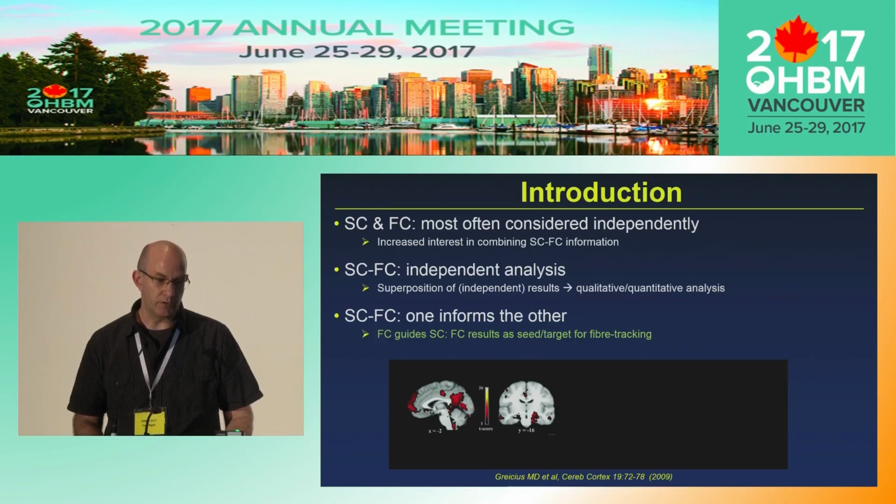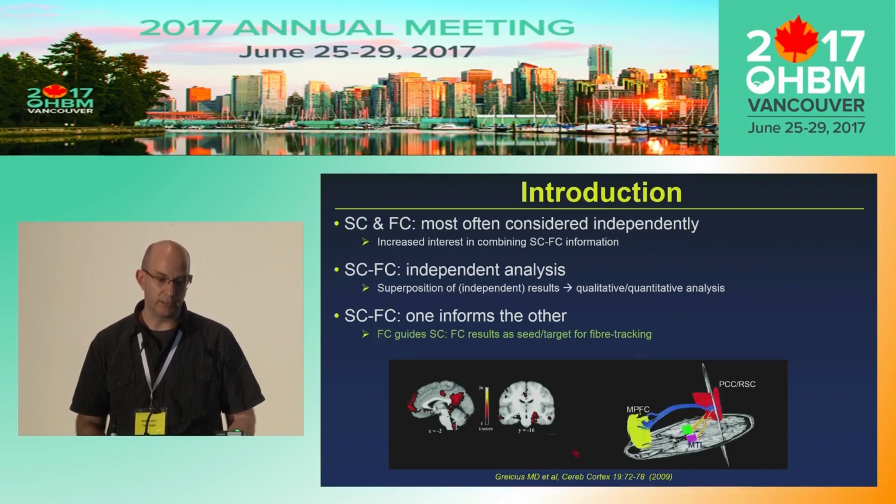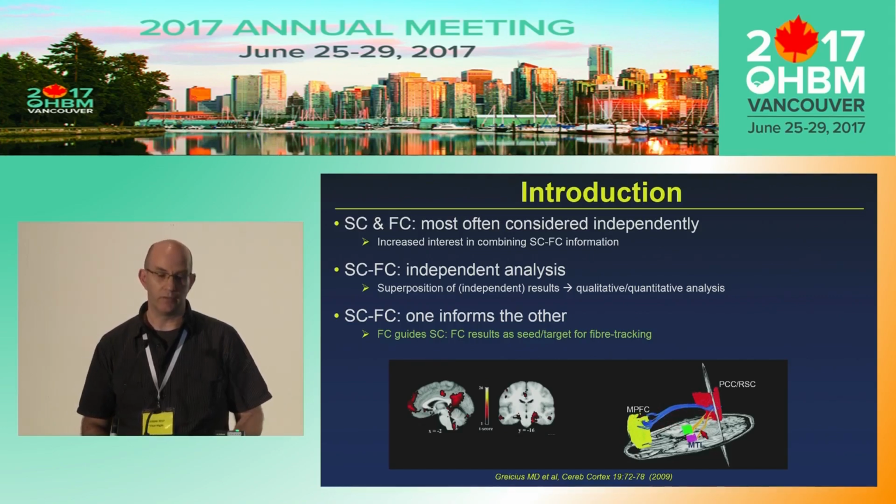And then they took some of these nodes as seed and target to look at the structural connectivity. For example, they have this one, the medial prefrontal cortex, the posterior cingulate cortex, and the retrosplenial cortex, and then here the medial temporal lobe regions. They used them as seed and target and studied the connections, and they saw, for example, that this connection between these two nodes was more rostral than the connections between the temporal lobe and things like that.